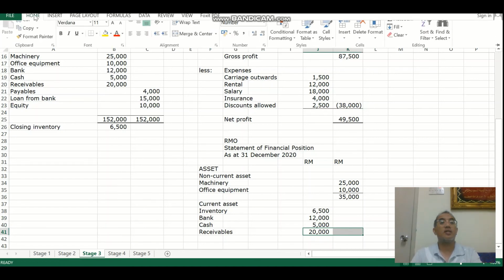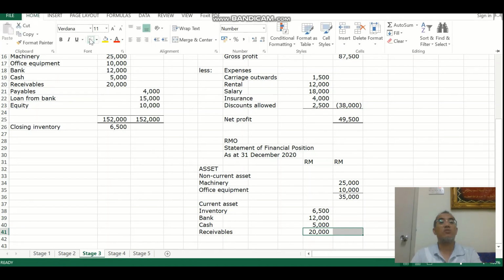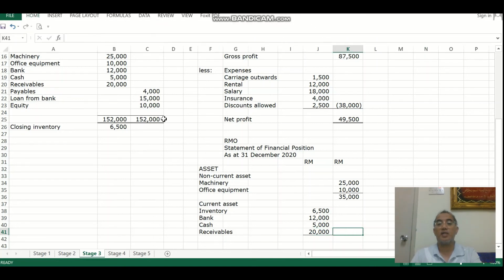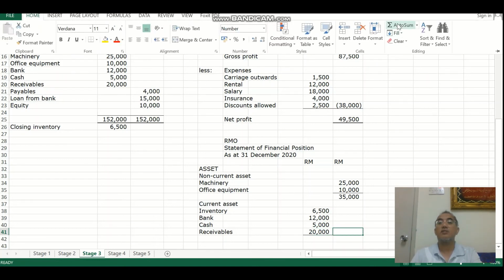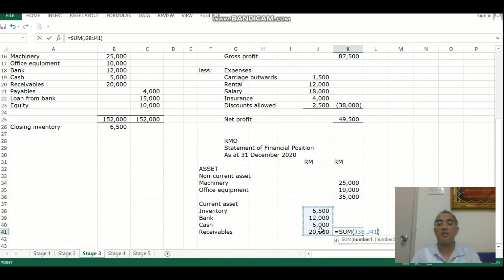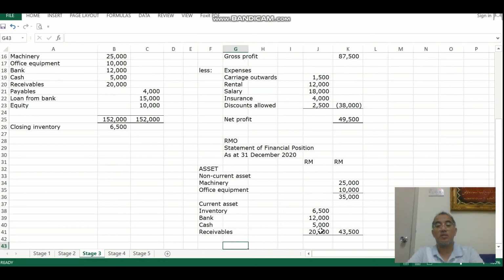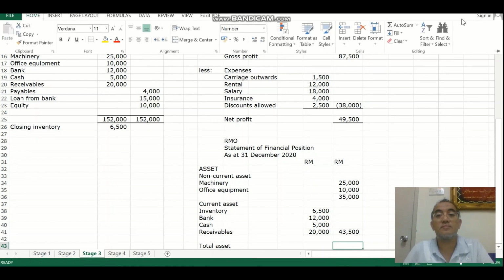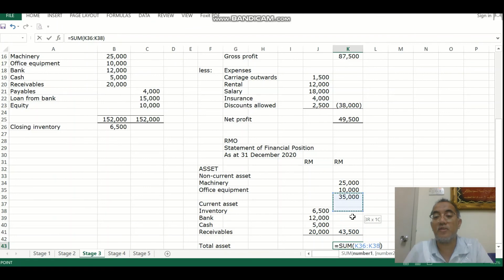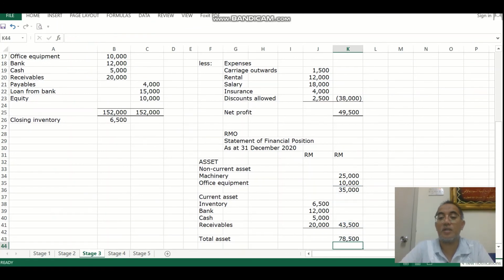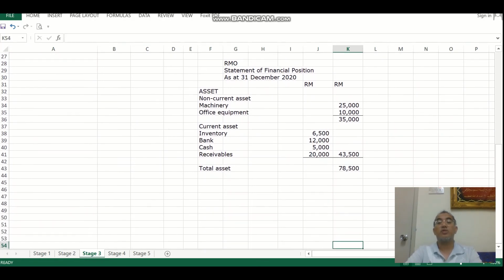So now let us total up how much is our current asset. So the total of our current asset is 43,500. Our total asset, from 35 plus 43,500, you have 78,500. So that is your total asset.